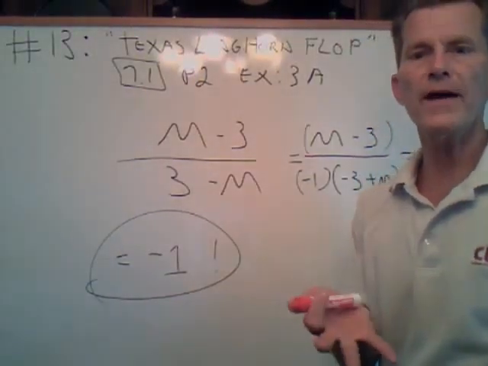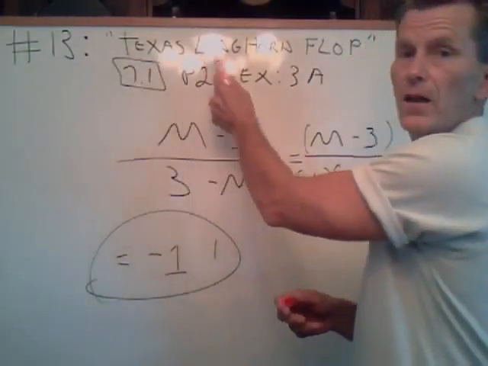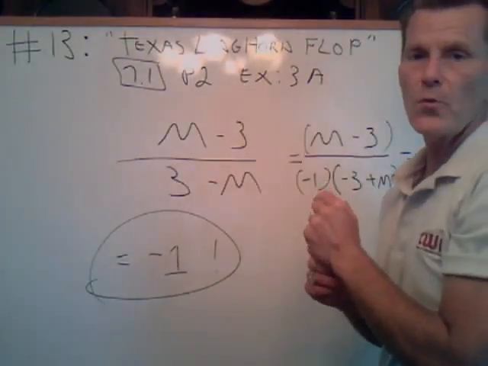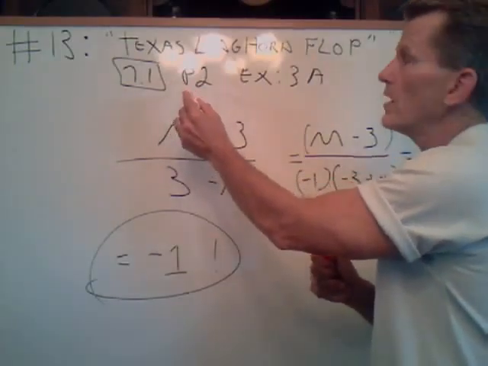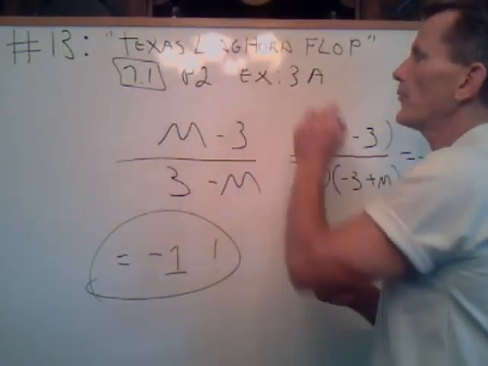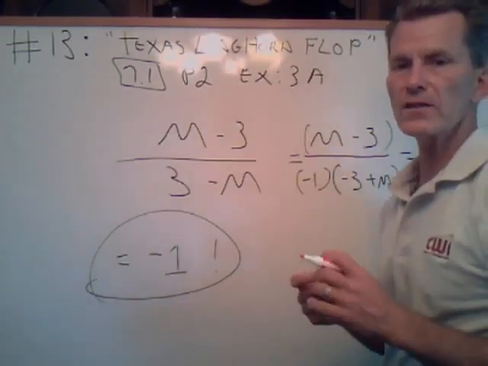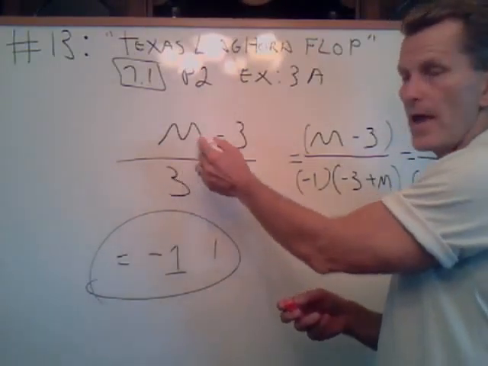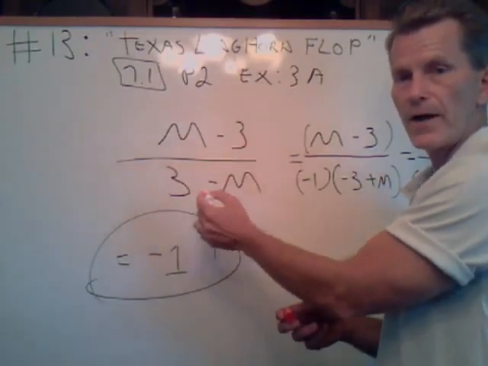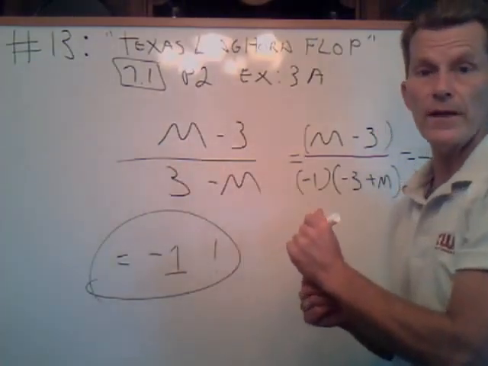Welcome back to number 13 of our whiteboard video series, and we are going to talk about a concept I named the Texas Longhorn Flop. This is coming from section 7.1, page 2 of your class notes, example 3A. During the talking class note videos, I explained how to use this Texas Longhorn Flop to handle a situation where you've got two rational expressions, m minus 3 divided by 3 minus m. Notice you've got two terms up in the numerator, two in the denominator, and there are some similarities between them.